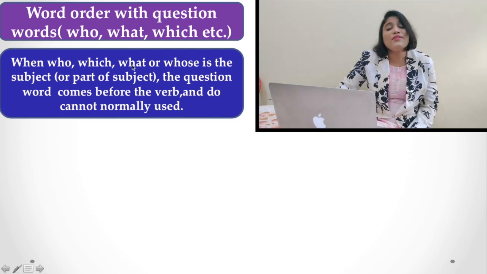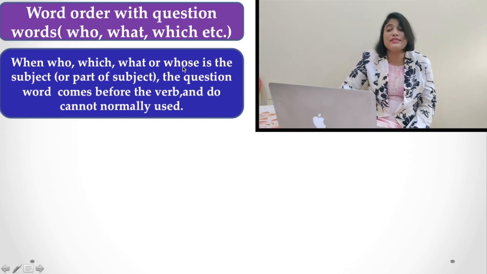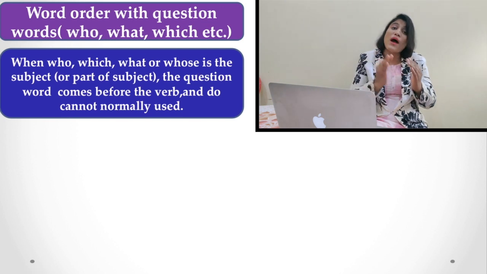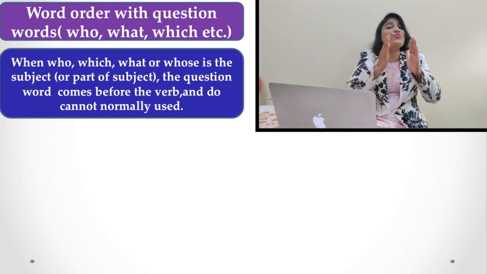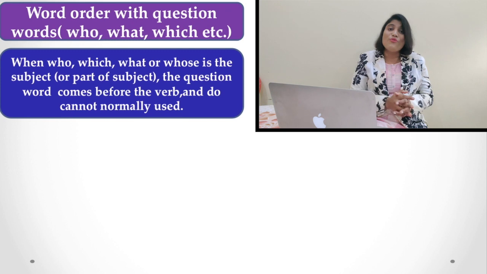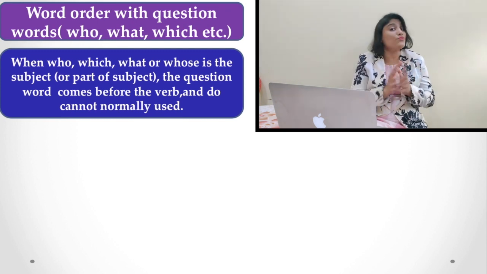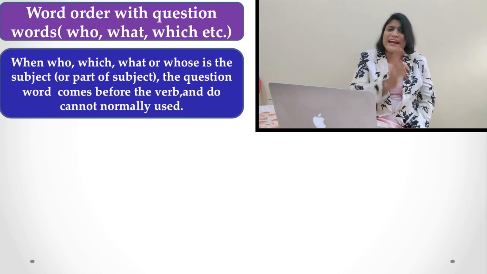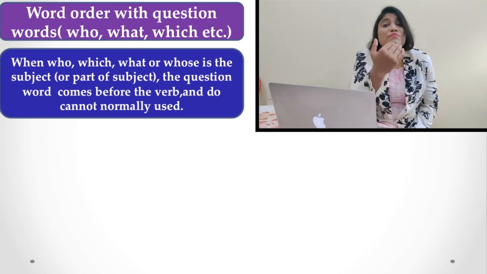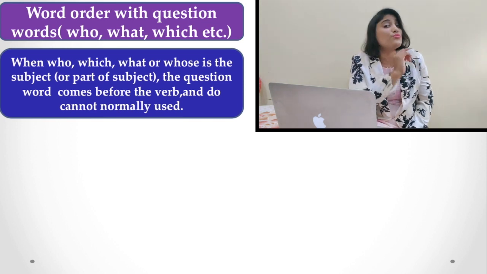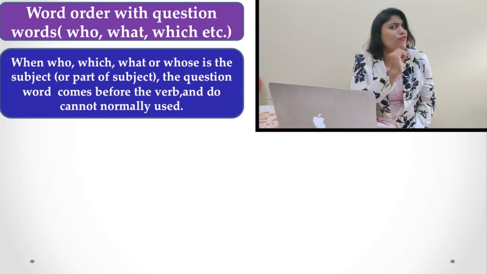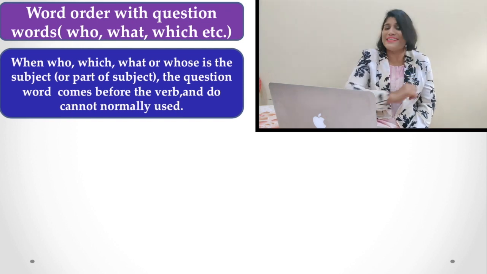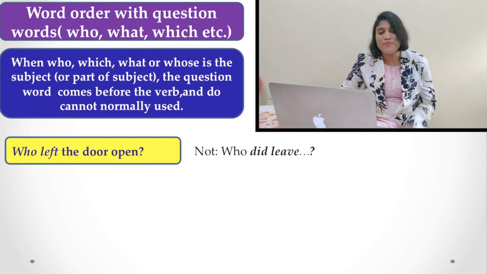That is, when who, which, what or whose is used as a subject or part of the subject, we do not use the verb do. We do not use auxiliary do there. If there is a question word and that question word directly asks a question about the subject, in that case we do not use auxiliary do. So what are the examples? If you see the example, you can understand more clearly. So let's see the example now.